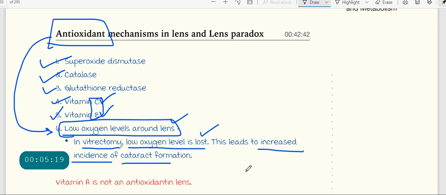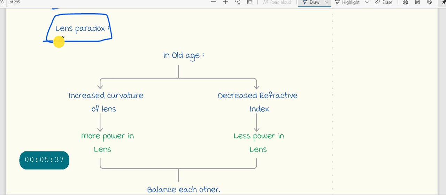Now what you have to remember is vitamin C and E have an important role in antioxidation. Vitamin A doesn't have any role. Vitamin C and E have. Now, what is lens paradox? A very famous question, and the lens paradox is seen in old age, in old individuals. So what basically is lens paradox and how does it occur? It is a balance mechanism.